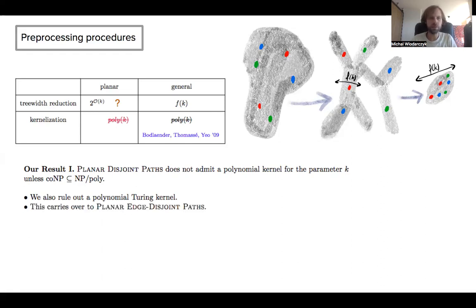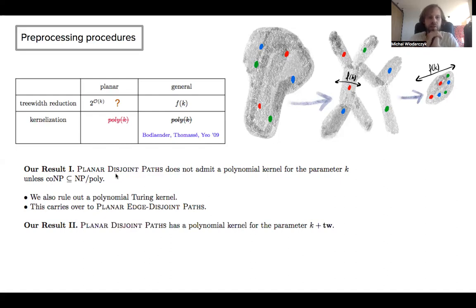And this hardness also carries over to the variant of the planar edge disjoint paths, where we didn't even have hardness on general graphs. Recall that by default, we speak about the vertex disjoint paths here. But this is not the end of the story.